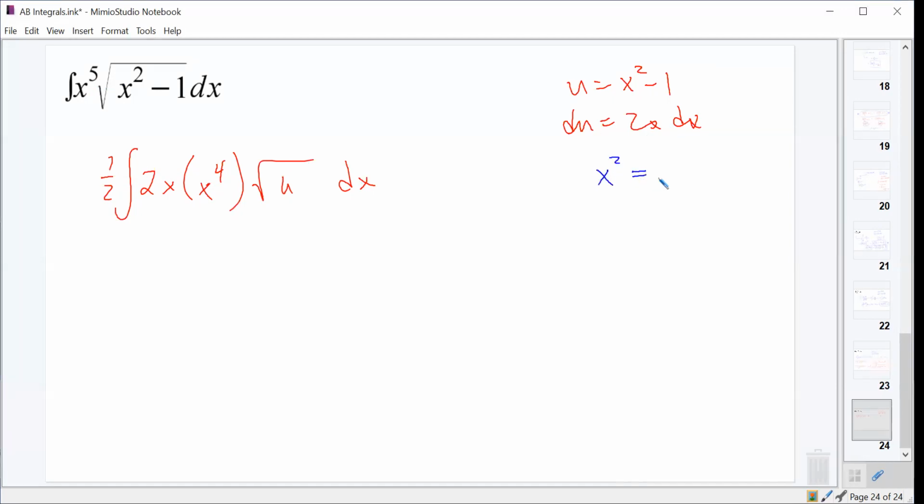x squared. x squared equals u plus 1, so yeah, u plus 1 squared. Right, so our x to the 4th, that's just x squared squared, so it should just be u plus 1 squared. So we've got 1/2 the integral of, and then the 2x dx will become our du. The x to the 4th will become u plus 1 squared times u to the 1/2 du. So does everybody see how we got that to really nicely turn into all terms of u? Any questions on that from anybody?